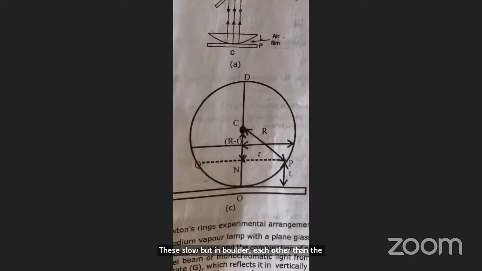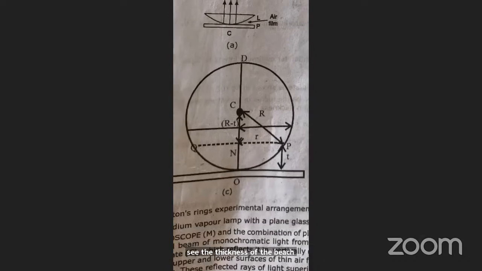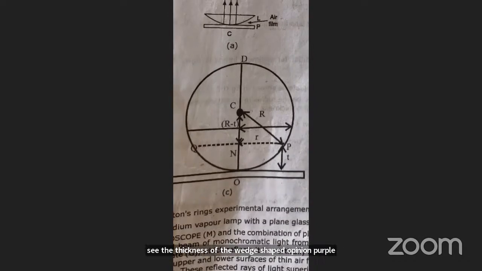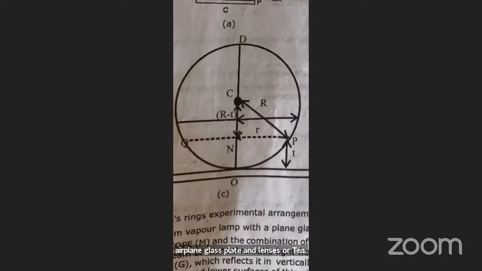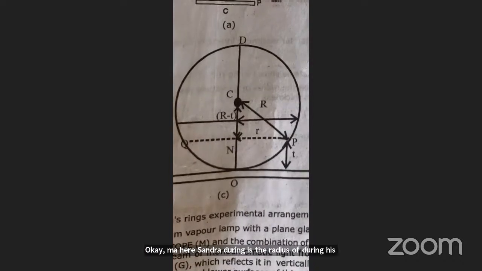Here, the thickness of the wedge-shaped film between the plain glass plate and the lens is T. The center of the ring is C, the radius of the ring is capital R, and the distance from N to C is R minus T. From here to here is T, then the remaining distance is R minus T. All four figures are necessary to identify the interference in Newton's rings.